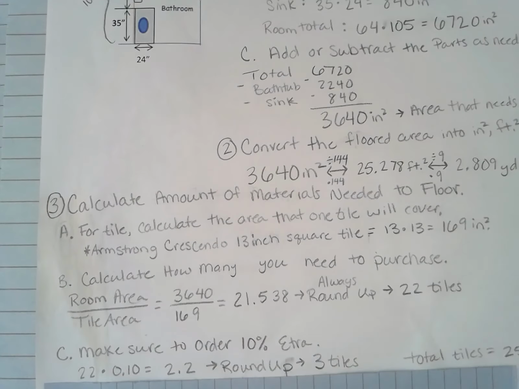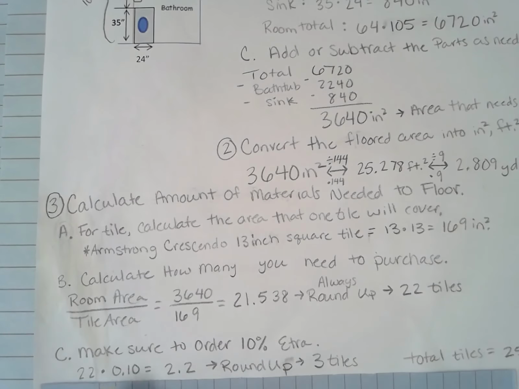The next part is to make sure that I add 10% extra. So in order to do this, I take 22, and I times that by 0.1 to get 2.2. Again, I need to round up because I can't buy 0.2 of a tile, so I need an extra 3 tiles. So my total tiles is 22 plus 3, which gives me 25 total tiles.